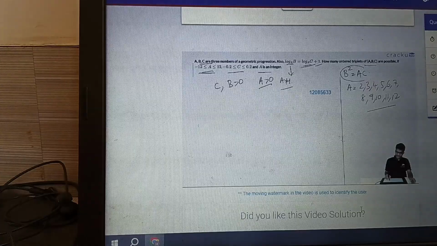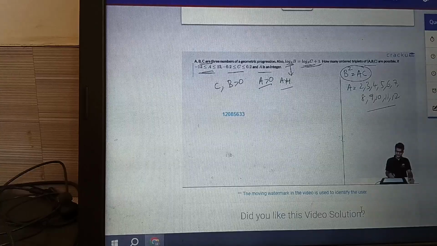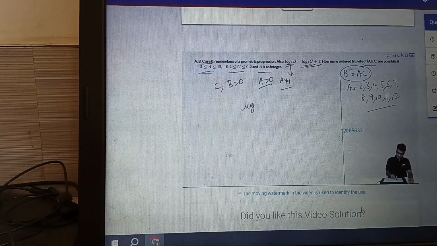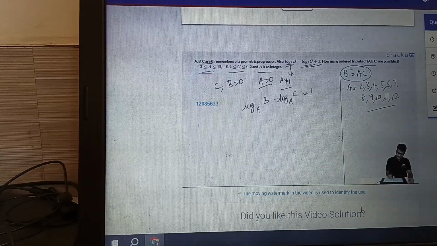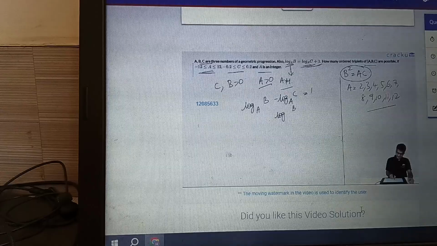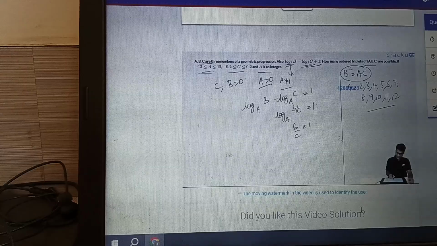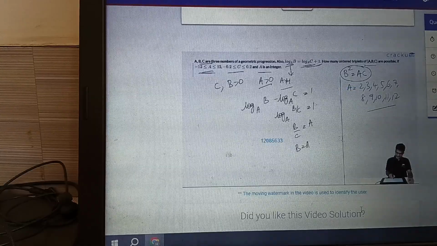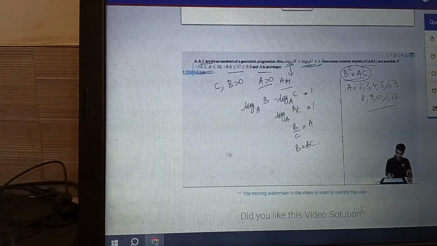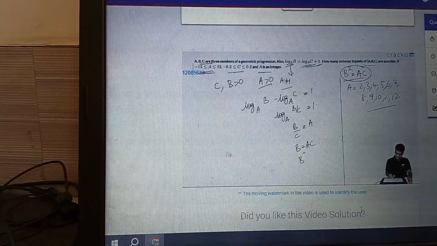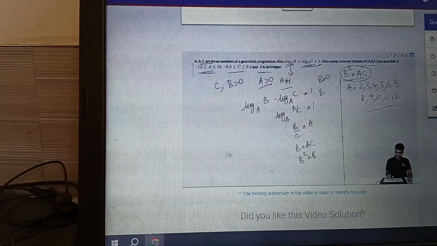We are also told that they are part of a geometric progression, so B square is equal to AC. If you are looking at the given equation now, log of B to the base A minus log of C to the base A is equal to 1, or log of B by C to the base A is equal to 1, or B by C is equal to A, or B is equal to AC. If B is equal to AC, then B square is also equal to AC, so B square is equal to B. This would imply that either B is equal to 0 or B is equal to 1.